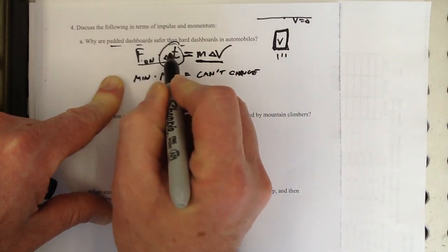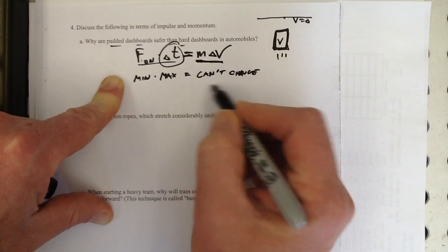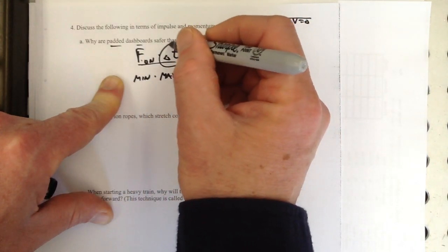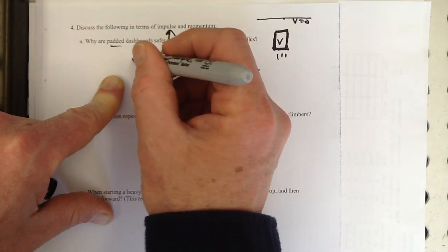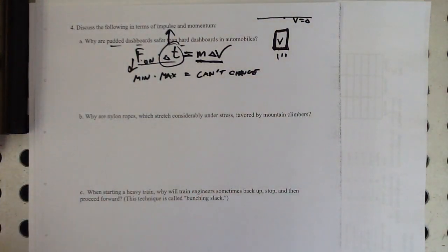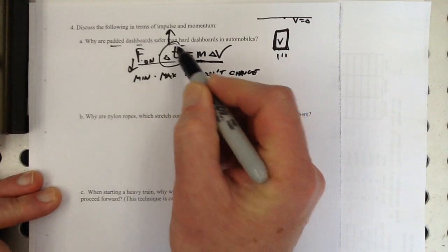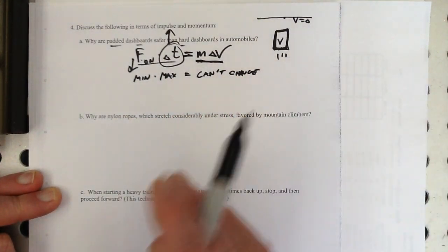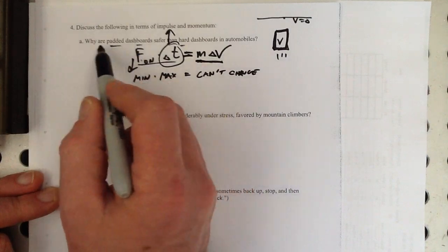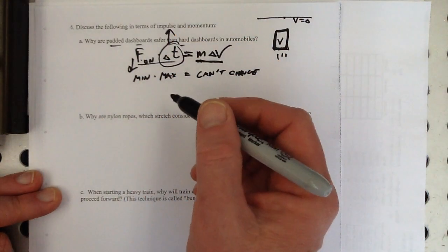Because these two numbers have to multiply together. They're going to multiply together to be something that we cannot change. So if you can push this number up, that's going to push this down. That's where the safety improvements come from: extending the amount of time it takes for the person to stop. And that's what the padded dashboard does. It makes it take a little bit longer time for the person to stop.